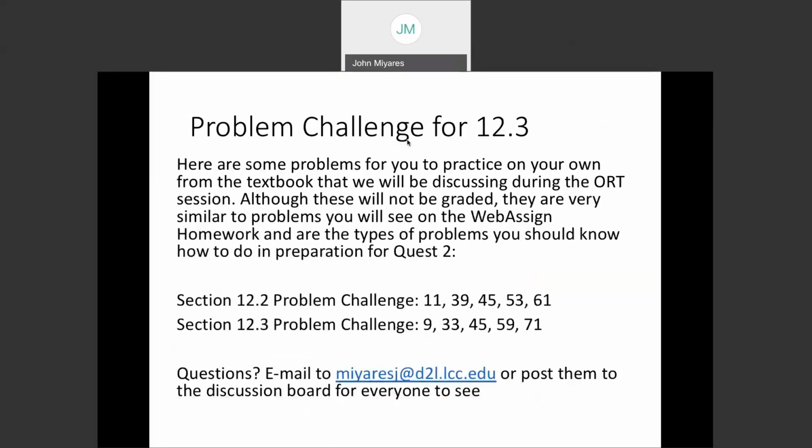Here's the problem challenges for section 12.2 and 12.3. Yes, it is two problem challenges, but these problems tend to go very quickly, so they shouldn't take you too long to complete both of them.